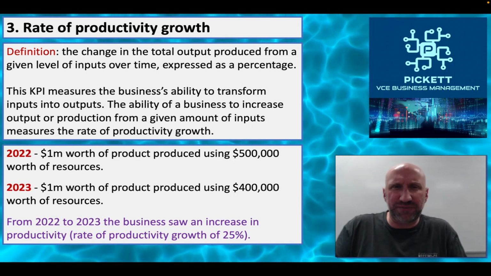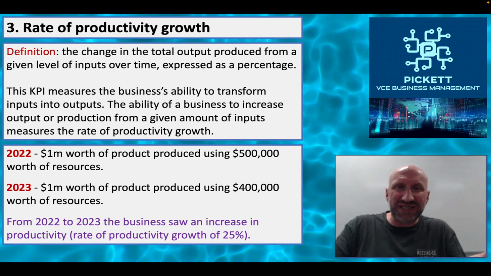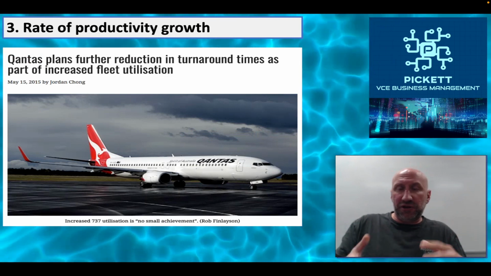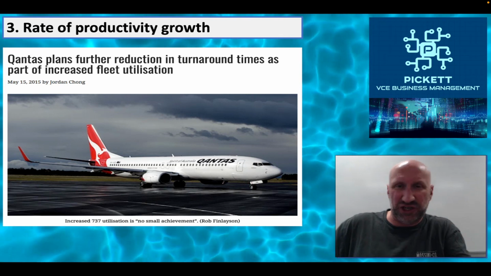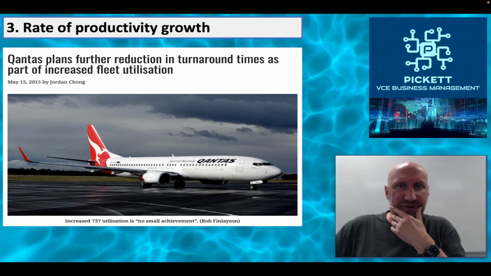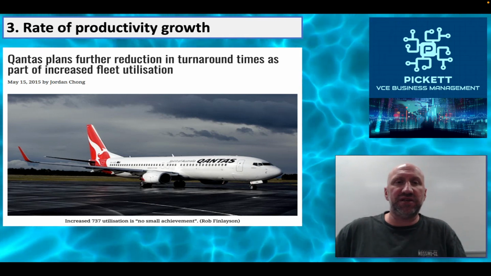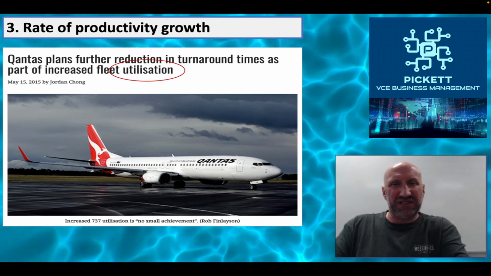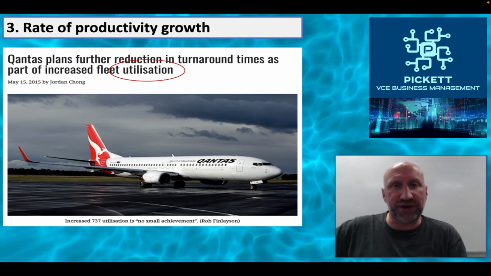So I think pretty simple to understand. Obviously, it's a good thing for businesses to be seeing increasing productivity. Look, this might not seem obvious at first. This is just a press thing. This is actually an older one. It's one I've used for a number of years to demonstrate this. Qantas plans further reduction in turnaround times as part of increased fleet utilization. And that utilization really is another way of saying productivity in that industry.